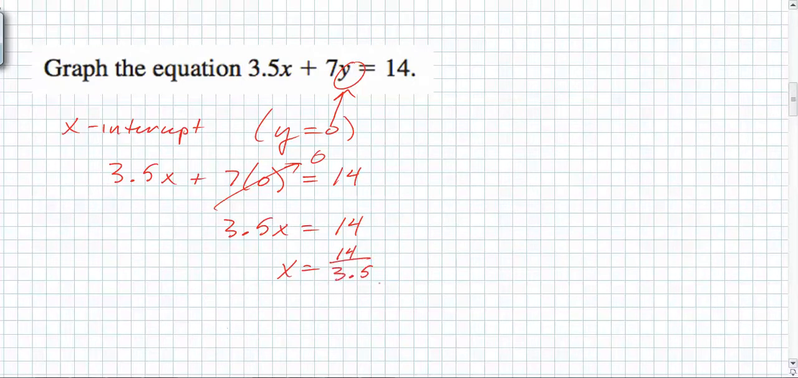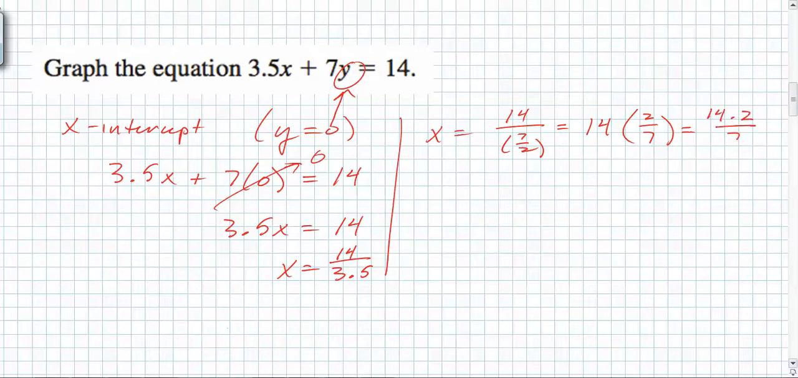Now, you know that that's not a form I want you to leave the answer in. So a great way to simplify that would be to turn 3.5 into the fraction 7 over 2. So you get x is equal to 14 divided by 7 over 2. And you know that dividing by a fraction is the same thing as multiplying by the reciprocal, 2 over 7. So you end up with 14 times 2 over 7. Well, 14 and 7 have a common factor of 7. So this cancels and becomes 2. So you end up with 2 times 2, which is 4.